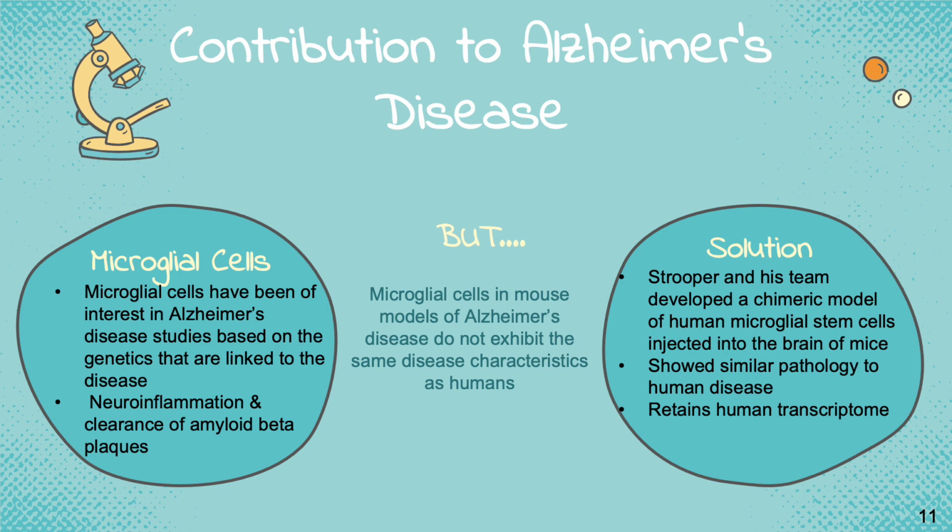But De Strooper's team has actually developed a chimeric model of the human microglial stem cells, injected them into a brain of mice, and was able to see very similar cells from the human to the mouse. And these cells also retained their human transcriptome, which will be very useful for future microglial study cells of Alzheimer's disease.